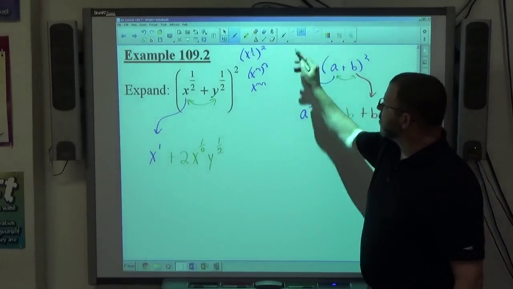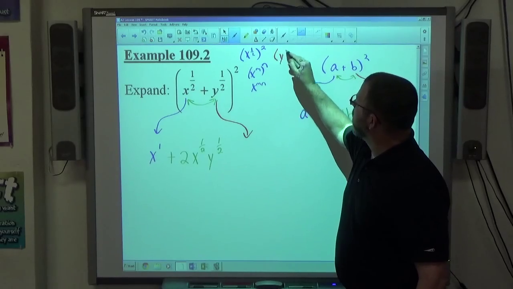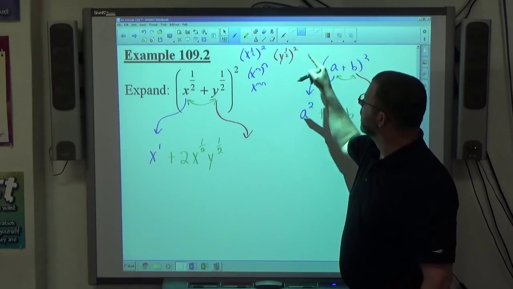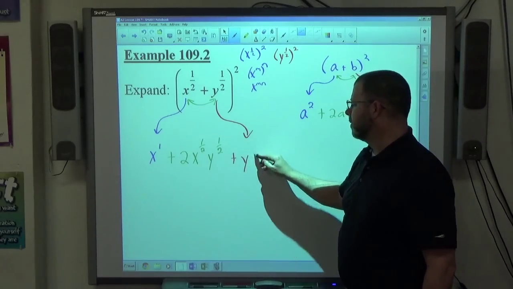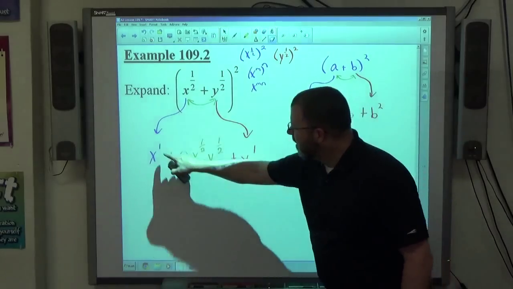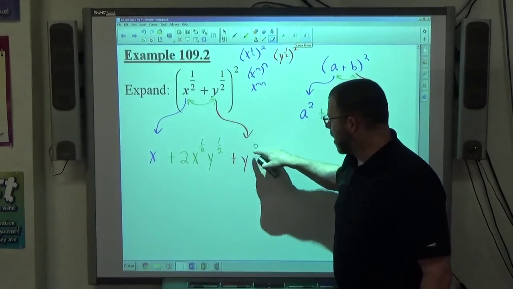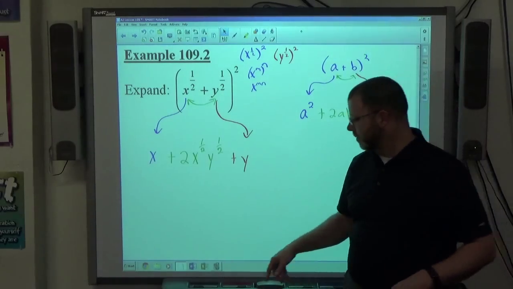And then for the last term, I want to square the y to the 1/2 power. Same idea as x to the half power squared. So y to the half power squared, 1/2 times 2 is 1, so it's going to be plus y to the first power. For me, I don't tend to write first powers on my answers, so I wouldn't put the ones there. But you're welcome to do it. It doesn't make it wrong to put them there.